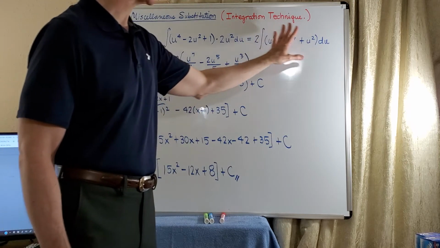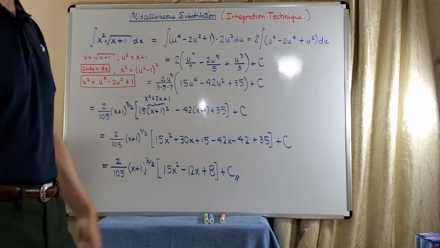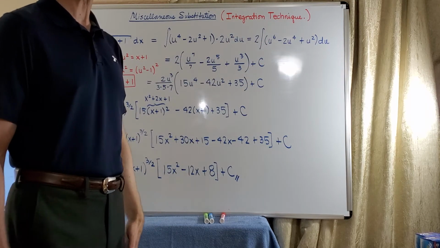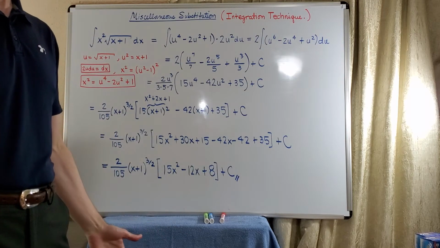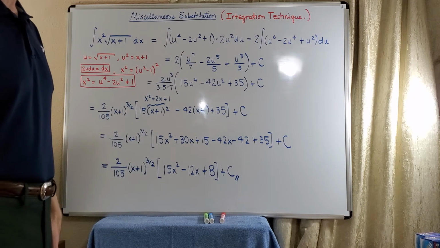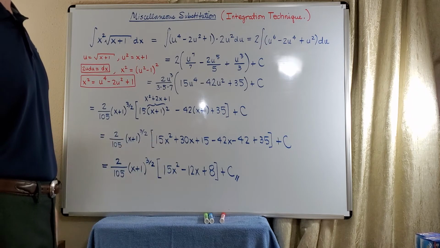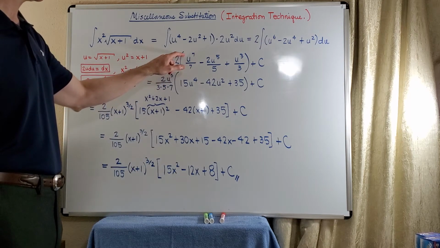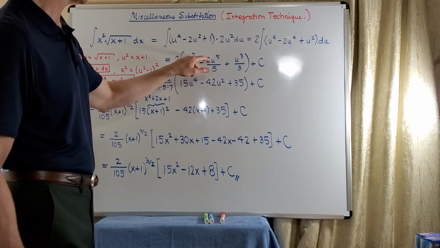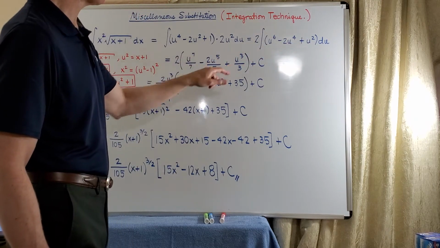And now we could look at this and say this is table ready, but a very simple table ready. This is just the power rule, add 1 divided by the new power. So the integrals that you actually end up doing are quite simple. It's just that the technique requires some algebraic maneuvering before that power rule application. So in adding 1 and dividing by the new power, we get 2 times u to the 7th divided by 7. Here we'll get a negative 2u to the 5th divided by 5. And here we'll get a u to the 3rd divided by 3.